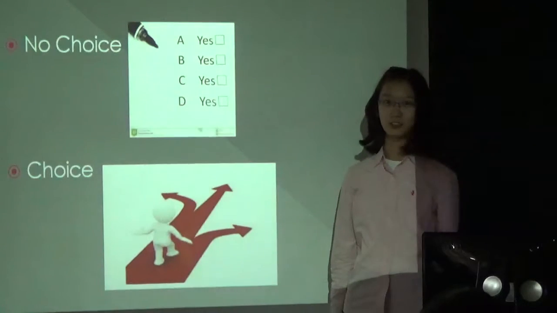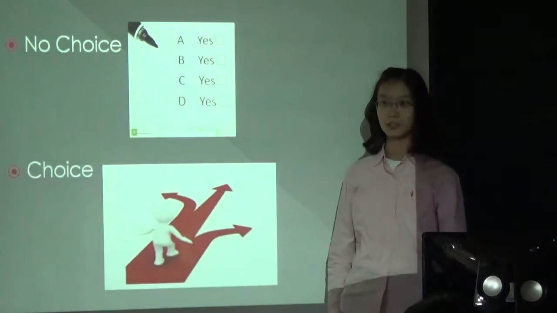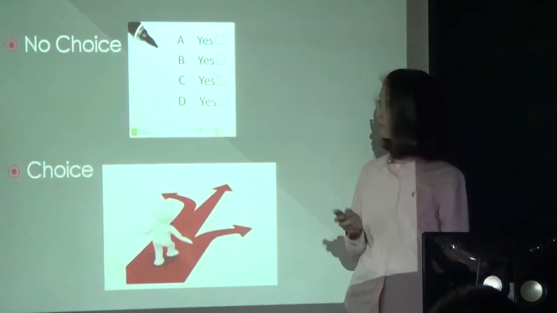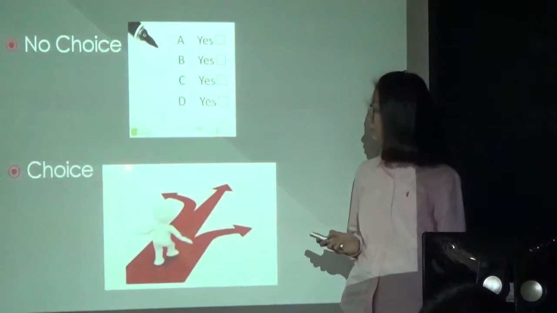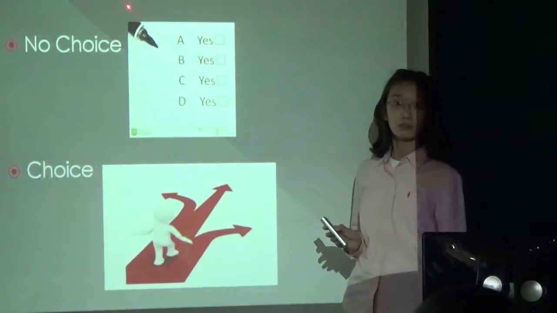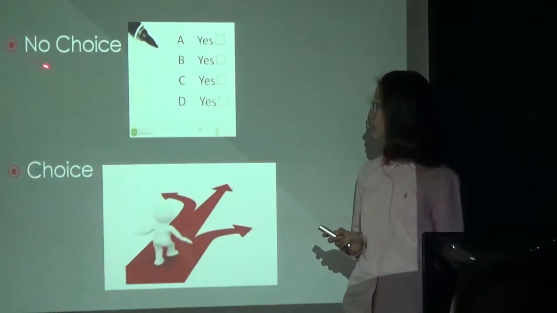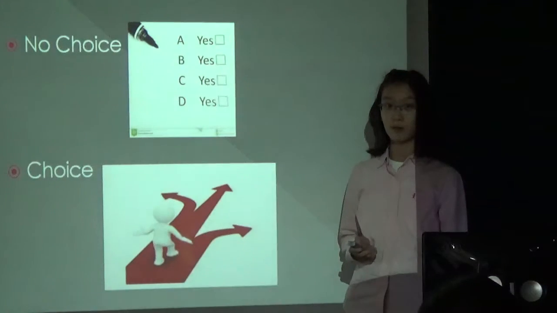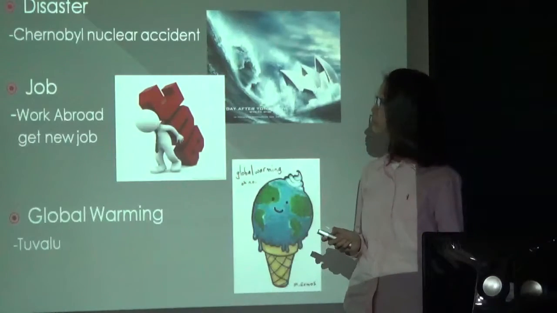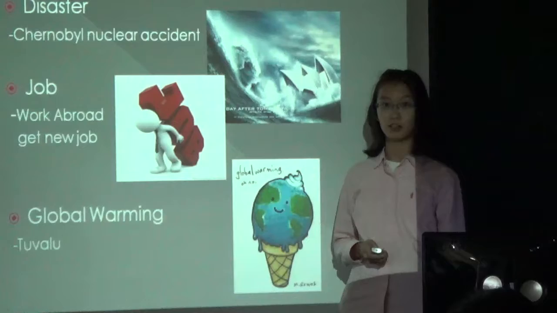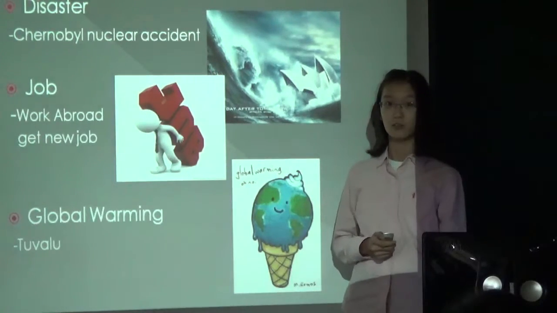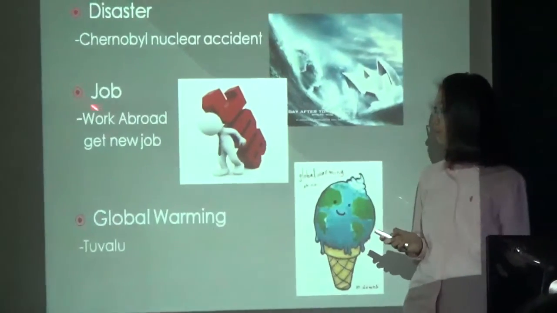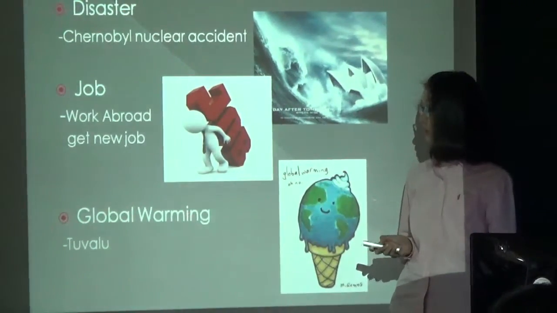I will introduce people's migration. There are two kinds of migration, which are no choice and choice. And I will introduce no choice. For no choice, there are three detailed reasons. One is disaster, second is drought, third is global warming.